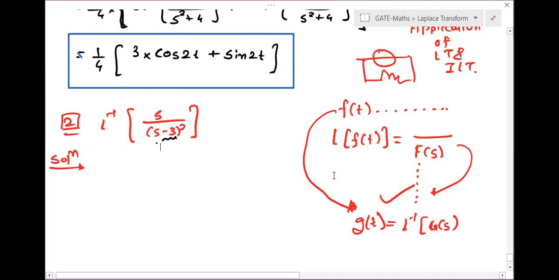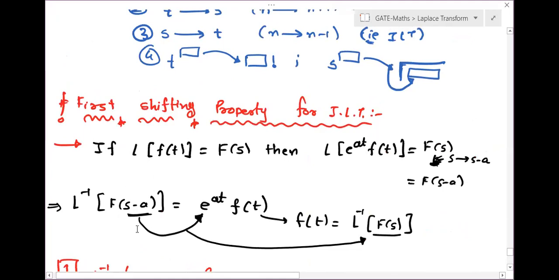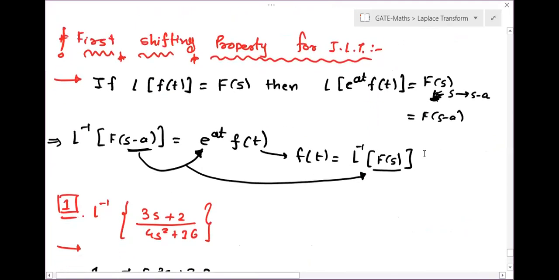So here we have S minus A. Here we have S minus A. We want to convert this into S. We want to remove this minus A. How can we remove this? First shifting property, or not? S minus A can be converted to S. So how can you determine whether you have to use the first shifting property or not? You have to determine that based on instinct only: you cannot find Laplace inverse of the S minus A term, but you can find Laplace inverse of the S term.